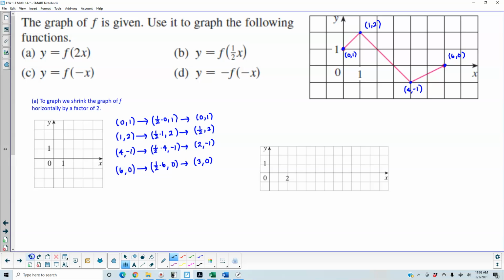So let's go ahead and plot our points. So we have (0, 1). We have (1/2, 2). And then we have (2, -1). And then we have (3, 0). So now if we connect those points, then we should get the following graph.